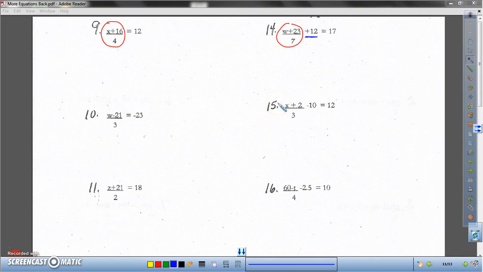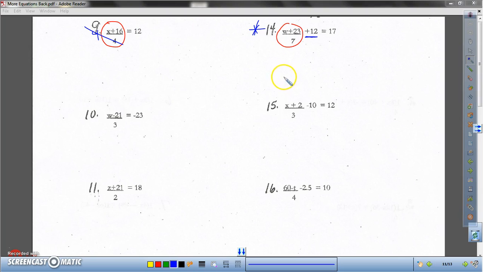Where I started with multiplying here to get rid of the 4, and multiplied by 4 on both sides, on number 14, I want to start by getting rid of the addition. If you have a variable inside of a fraction like this, and you have another operation, you want to get rid of this operation first. And you will see problems like 9 and 14 on your test for this unit.